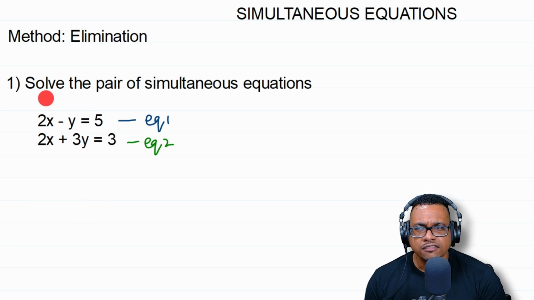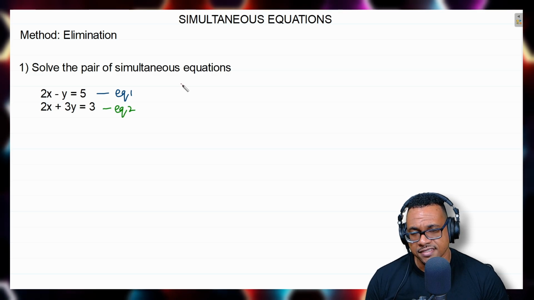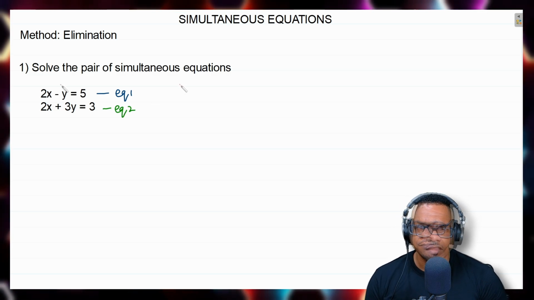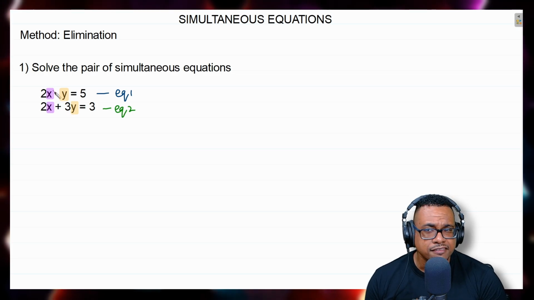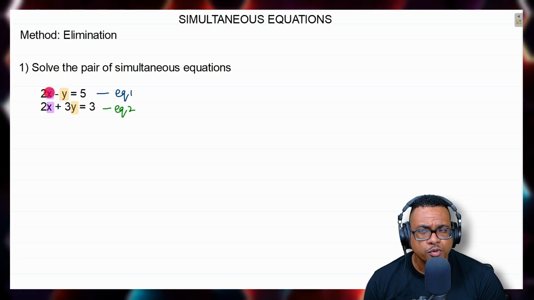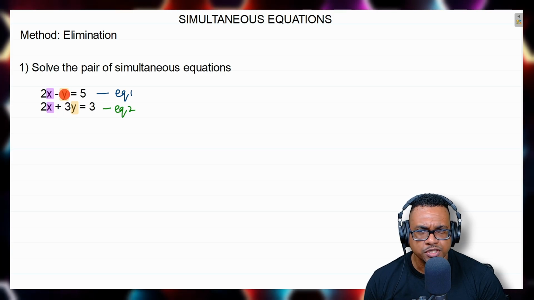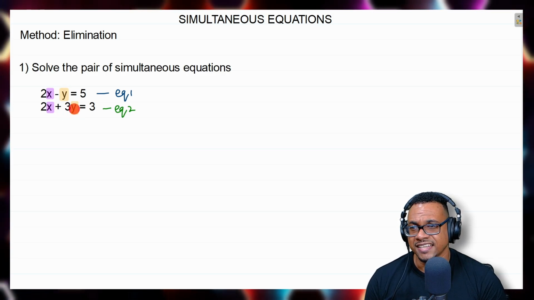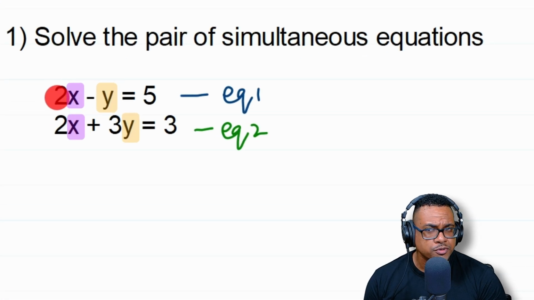Now, when we want to solve the pair of simultaneous equations, it means we want to know the value of x and the value of y. Therefore, x and y would be our unknowns. And the value of x in equation 1 would be the same value of x in equation 2. And the value of y in equation 1 would be the same value for y in equation 2. So now the number in front of x is called the coefficient of x, and the number in front of y is called the coefficient of y.